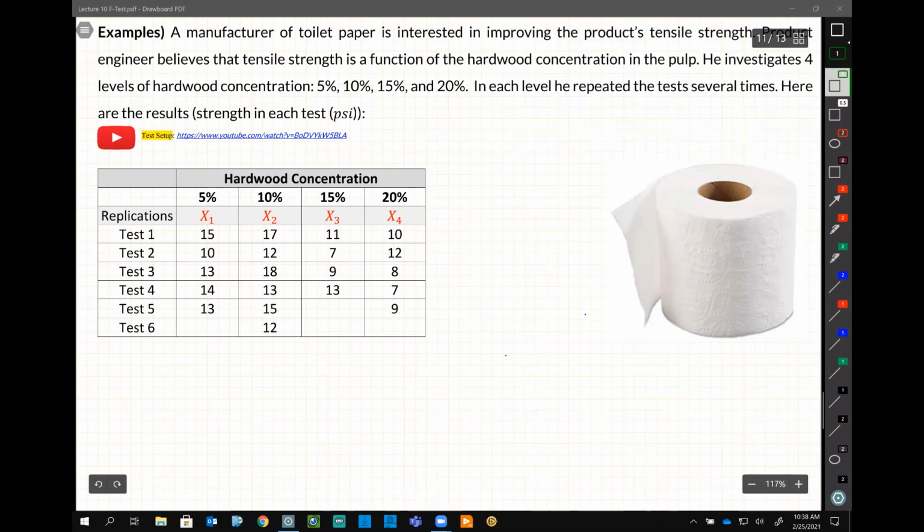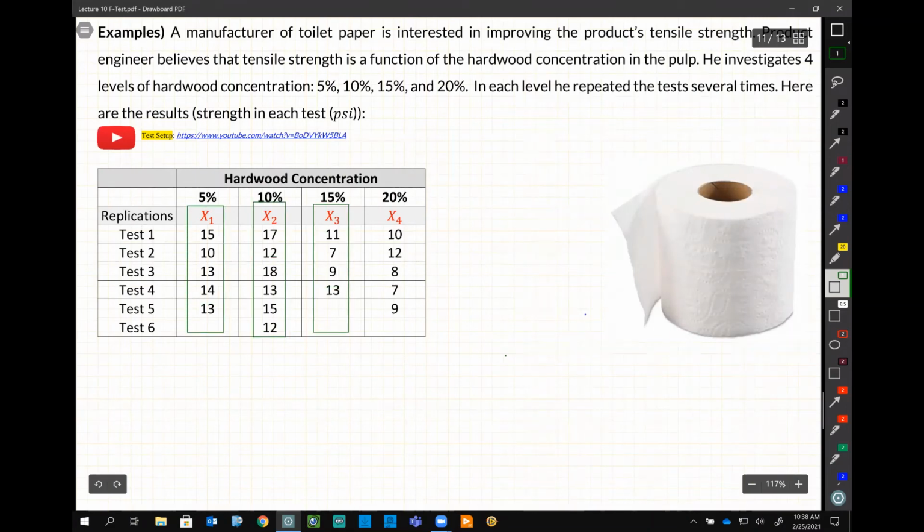Anyway, now that we know how the test has been done, these are the values, and this is the 4 groups of data that we have: 5%, 10%, 15%, and 20%. We don't care about these values for now. Don't get confused by these 5, 10, 15, and 20. We just look at 4 groups of data and we want to compare them: Group 1, Group 2, Group 3, and Group 4. So our k here then is 4. All right.